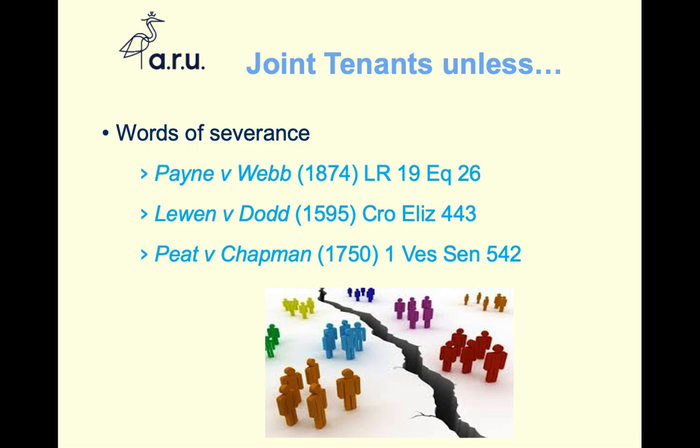So if they've bought it expressly as people who wanted to buy property together, if there were words of severance that indicated that they were thinking about themselves not as a collective, or in passing it down, a parent passing to 3 of their children, if they have passed it down in a way that indicates that it's not to be behaved as a collective, those will be seen to be words of severance. For example, in Payne and Webb, they refer to equal shares. In Lewin and Dodd, they refer to equally. And in Peat and Chapman, they refer to divided between.